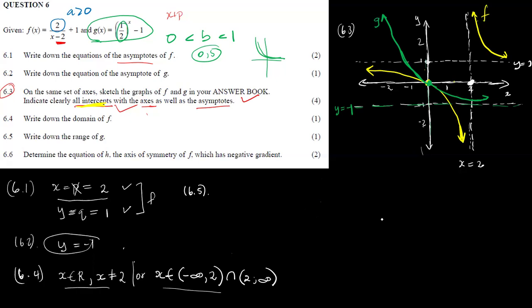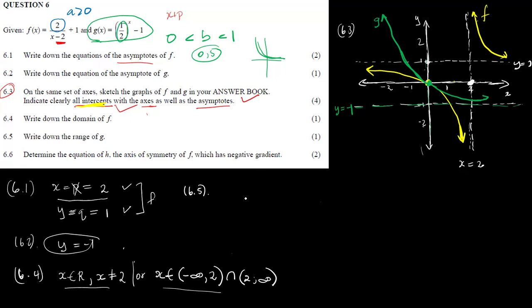It's optional. And then 6.5, they want us to write down the range of g. g is the green graph. And what is the range? Range, we are referring to the y values. Now look at the graph of g. The graph of g is exponential, and it has an asymptote where it ends. So to write the range here, it's very, very simple.